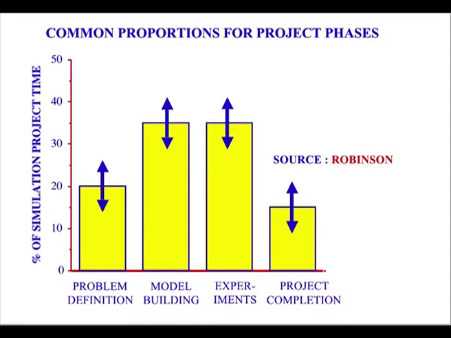Common proportions of project phases. Problem definition 20%, model building 35%, experiments 35%, and project completion 15%. Source is Robinson.